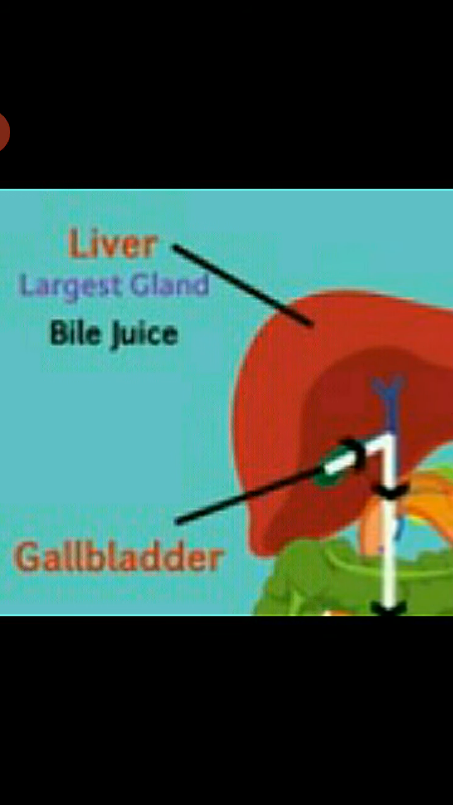It's a reddish brown gland situated in the upper part of the abdomen on the right side. It's the largest gland in our body. It secretes bile juice that is stored in a sac called the gallbladder. The bile juice helps in the digestion of fats.